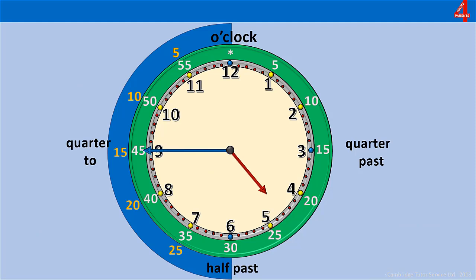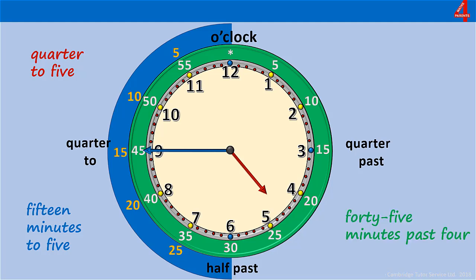This time the minute hand is on the 9, which is telling us that there's 15 minutes until it gets to the next hour. The next hour that the hour hand is approaching is 5. So there's 15 minutes until 5 o'clock, or we can call that 4:45. How would you express this time as minutes past? There's 45 minutes since the last hour. The last hour was 4. 45 minutes past 4 or 4:45.